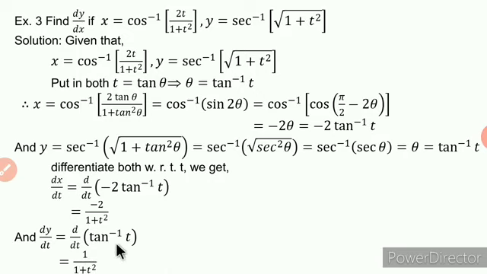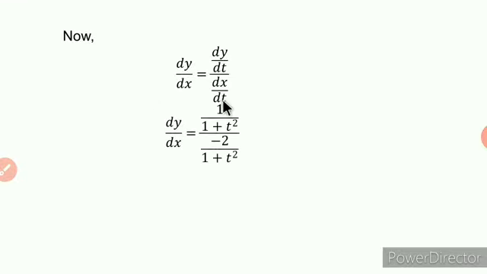Now we have both the values. So using the derivative of a parametric function, we have dy by dx is equal to dy by dt divided by dx upon dt. Substituting the values of dy by dt and dx by dt, we get it is equal to 1 upon 1 plus t square divided by minus 2 upon 1 plus t square. Now the denominator of both numerator and denominator is the same, so it gets cancelled and hence we get the value of dy by dx is equal to minus 1 upon 2.